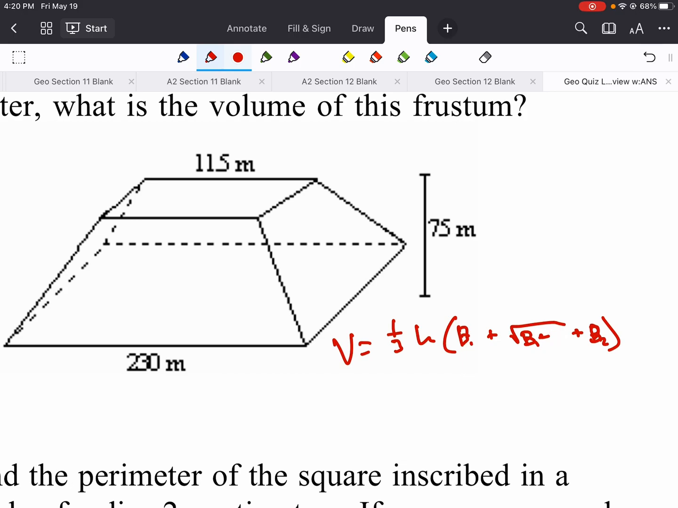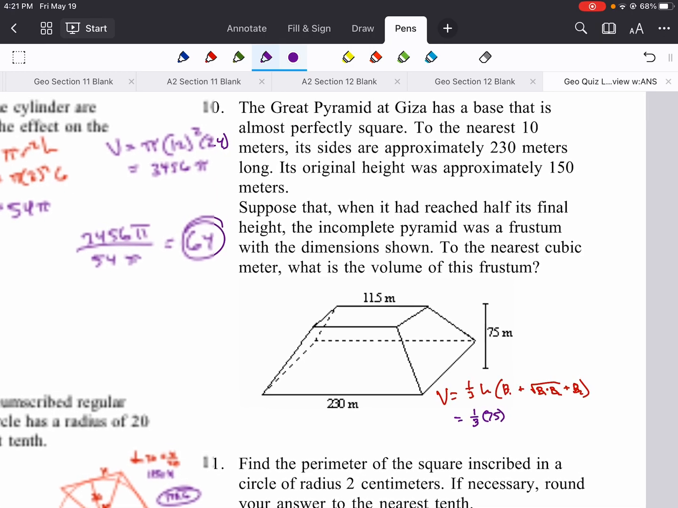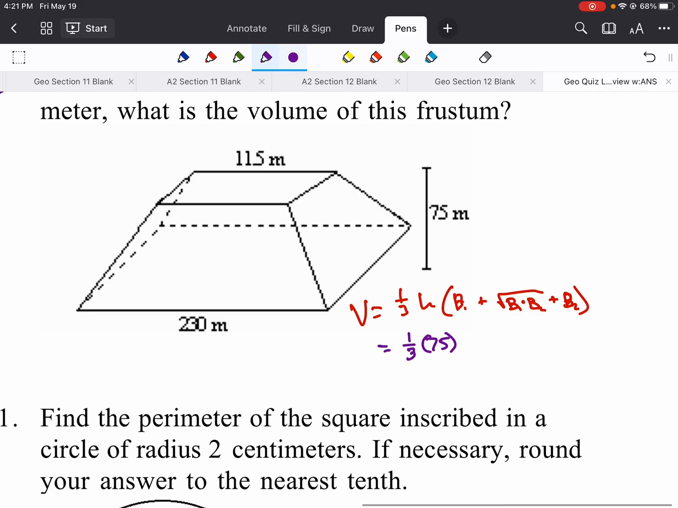Oops, not times. There we go, times B2. Okay, and now we'll just throw down real quick. Let's plug in the values. This is 1/3 times 75. That should make it easy. The area of my base one, it's a square pyramid, I believe it says. Cool, yeah. I should make sure I'm reading it right.